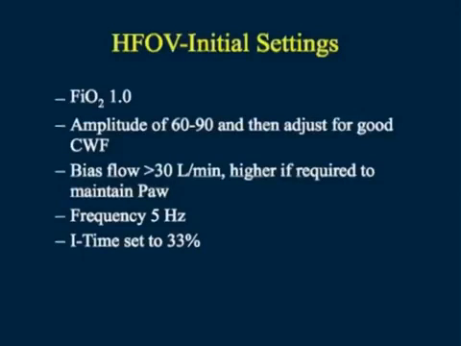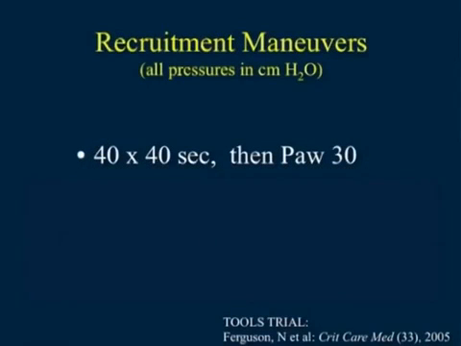As we change the patient to the oscillator, we do a recruitment maneuver of 40 centimeters for 40 seconds. After we have done this recruitment period, we come back down to a 30 centimeter mean airway pressure as we start the oscillation. We want to see at this point that the saturations of the patient have increased. Normally, we would have patients with very abnormal saturations in the low 80s or mid 70s or even worse.